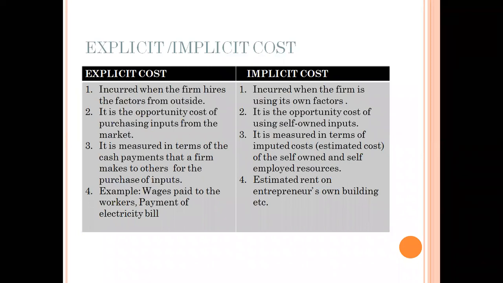Okay? Then examples: for explicit, wages paid to workers, payment of electricity bill, and implicit examples can be like estimated rent on entrepreneur's own building, etc. Estimated rent of your own building. All right?